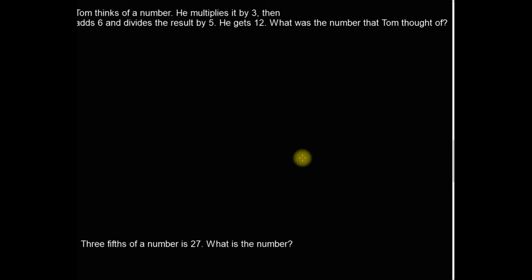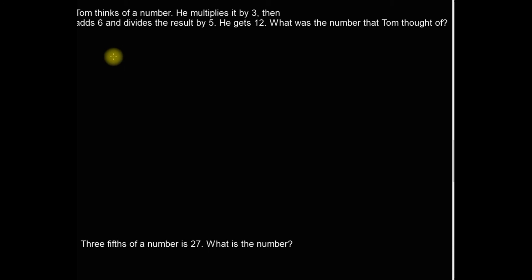Here I have this question. Tom thinks of a number. He multiplies the number by 3. Then he adds 6 and divides the result by 5. He gets 12. What was the number? Again, we do the same thing. Once you do one or two of these questions, they become easy to know what the procedure to adopt is.